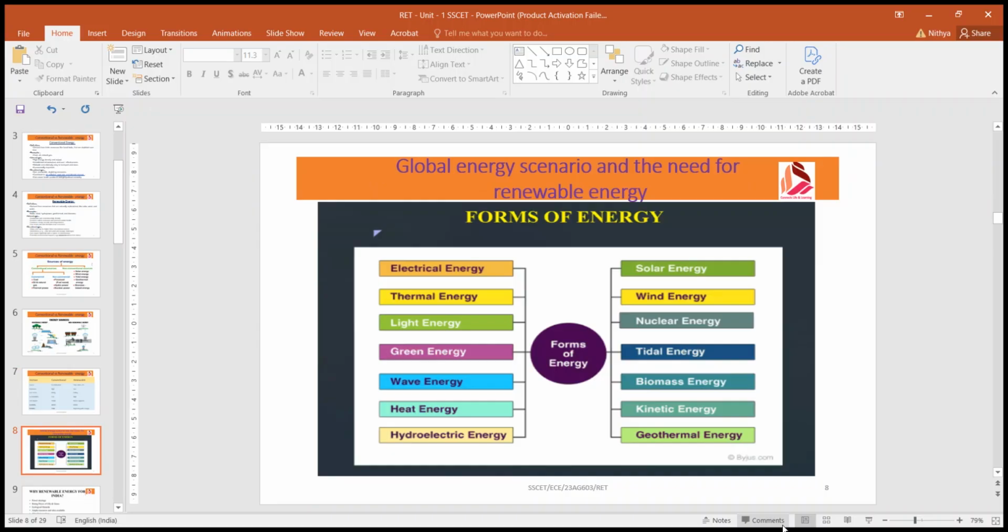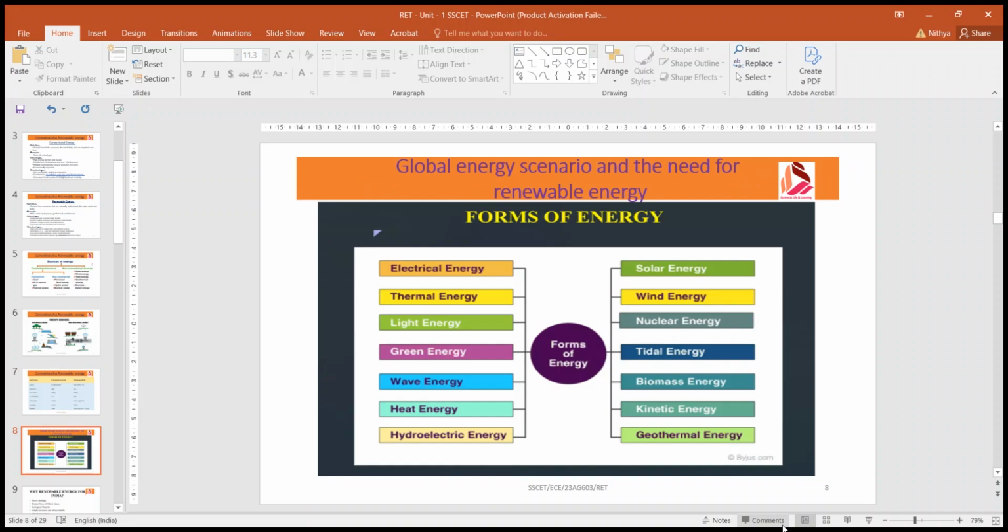These are the different categories of forms of energies: basically electrical energy, thermal energy, light energy, green energy, wave and heat, and then hydroelectric energies, solar energies, wind energies, nuclear energies, and tidal energy, as well as geothermal energies. So these are the forms of energies.